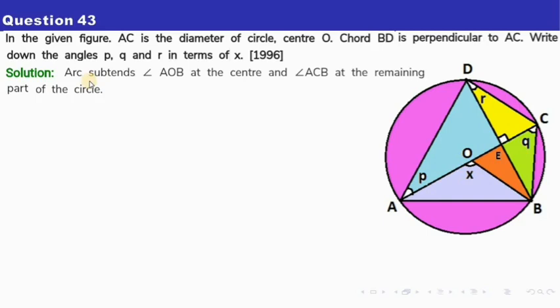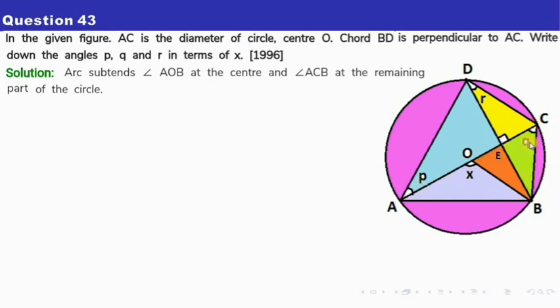It is said that arc subtends AOB at the center. So actually arc AB should be written here. So this arc AB subtends angle AOB at the center, and in the remaining part, it subtends ADB and also ACB. But ADB is not given here. We are not given any angle at ADB, so that's why we'll take this. So this will be equal to how much?